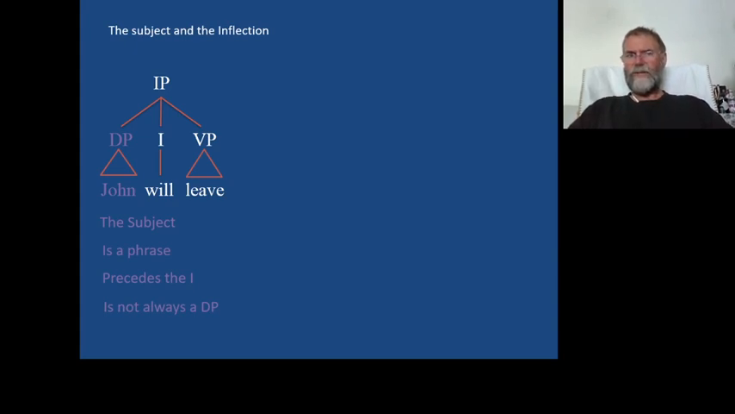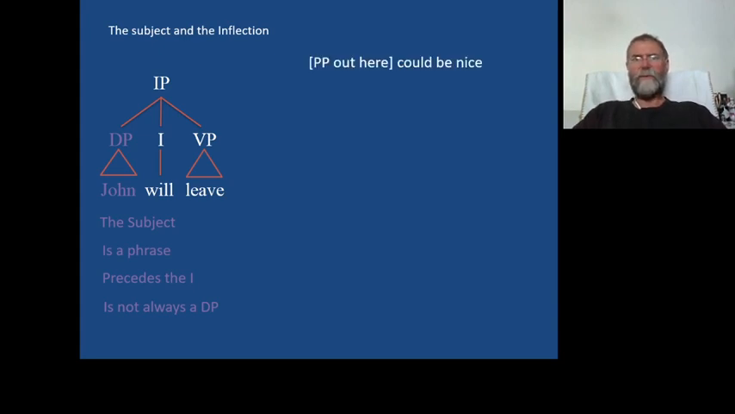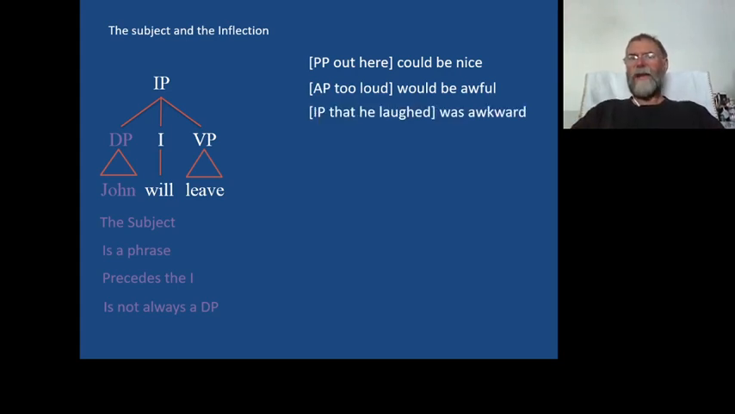So that would be one reason not to think of the subject as a complement. Furthermore, the subject isn't always a DP. You can get a whole range of different types of subjects. For example, you could have a preposition phrase in the subject position. Out here could be nice. You can have an adjectival phrase in that position. Too loud would be awful. You can even have a sentence like he laughed in the subject position. That he laughed was awkward.